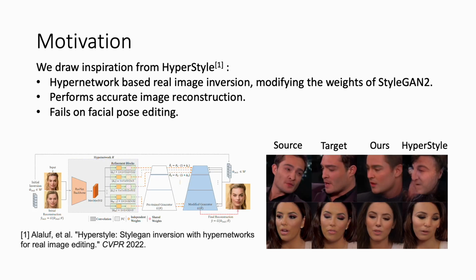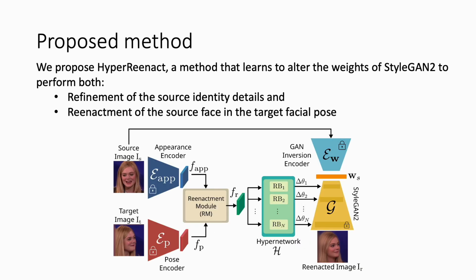We draw inspiration from HyperStyle, a real image inversion method that modifies the weights of StyleGAN2. HyperStyle is able to perform accurate image reconstruction, however it fails on facial pose editing by generating many visual artifacts and deformations. We propose HyperReenact, a method that learns to alter the weights of StyleGAN2 to perform both refinement of the source identity details and reenactment of the source face in the target facial pose.